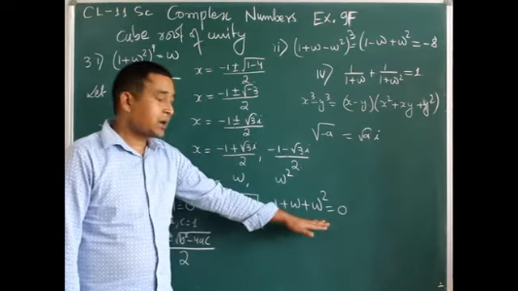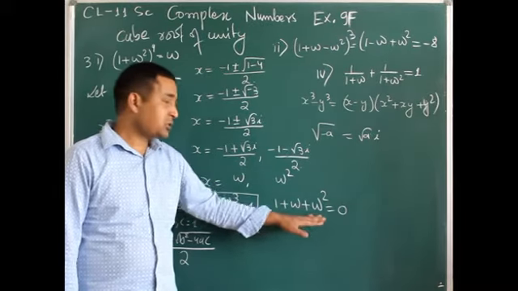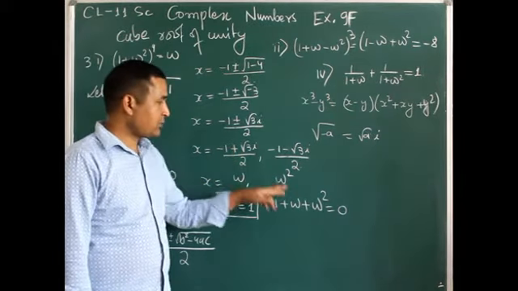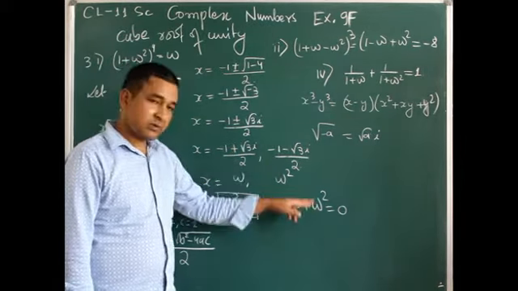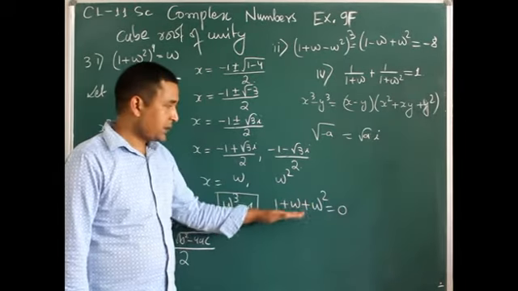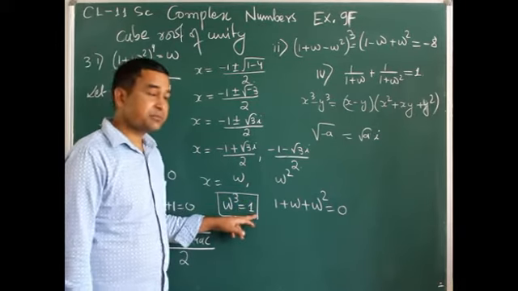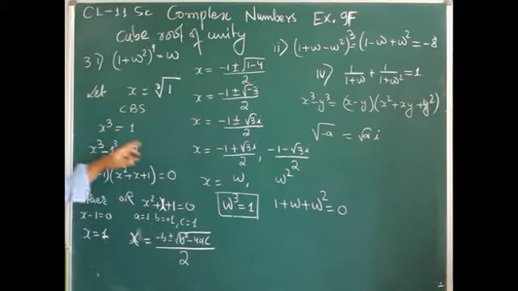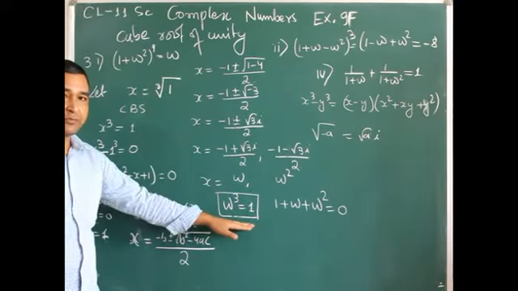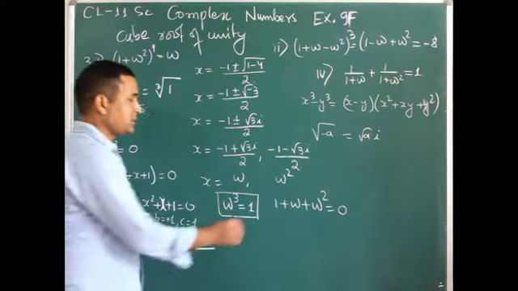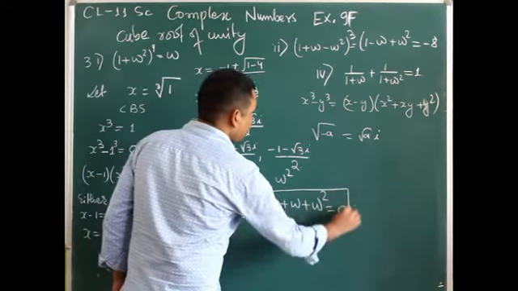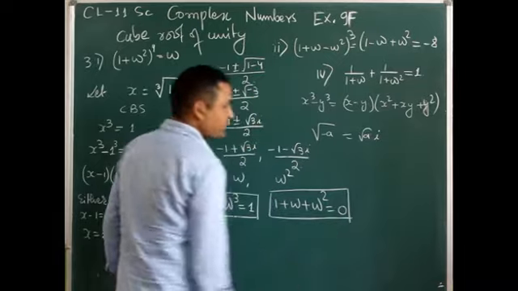Just check it. It is your homework. Substitute the value of omega here, omega square here, and simplify it. The answer will come 0. And remember, omega cube is 1. Similarly, x cube is 1. That's why omega cube is 1. And these are the main formulas to simplify different kinds of questions.